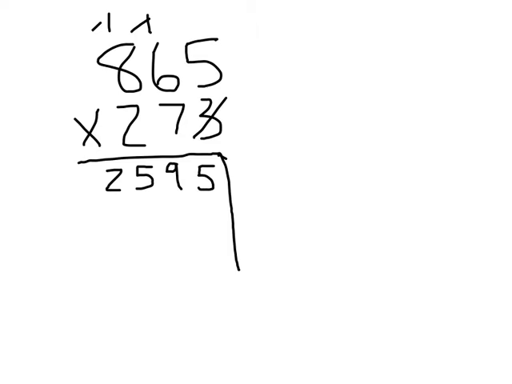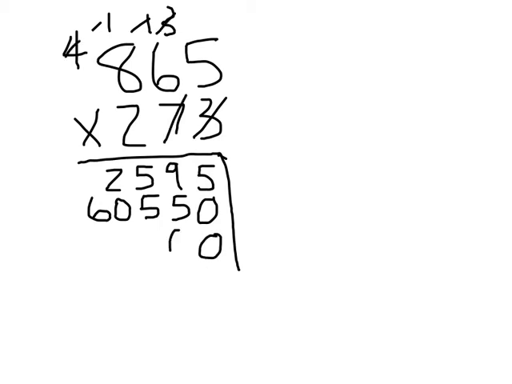7 times 5. I can't do that quite yet. I need to drop a 0 because I'm multiplying by 70, not 7. 7 times 5 is 35. 7 times 6 is 42, plus 3 more is 45. 7 times 8 is 56, plus 4 more is 60. Now I'm done with my 7. I need to drop 2 zeros because 2 is in the hundreds place. 2 times 5 is 10. 2 times 6 is 12, plus 1 more is 13. 2 times 8 is 16, plus 1 more is 17.